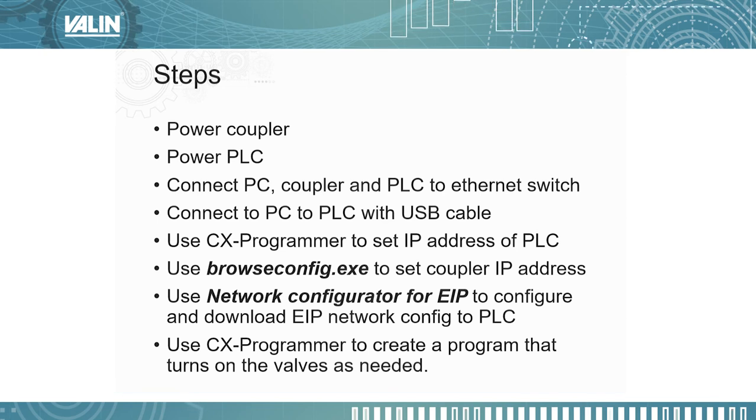You'll use CX Programmer to set the IP address of the PLC. Then you'll use browseconfig to set the coupler IP address. Then you'll use the network configurator for Ethernet IP to configure and download the Ethernet IP network to the PLC. And then you'll use CX Programmer to create a program that turns on the valves as you need.